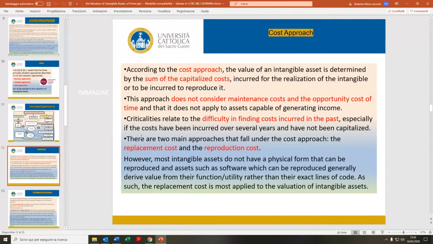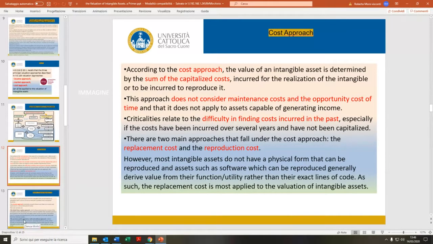And also we might use either a replacement or a reproduction cost, which is the cost of replacing the intangibles, which is the cost of reproducing the intangible from scratch. We might think, as an example, about software, which is the cost of reproducing this kind of combined codes with algorithms from scratch. How much time does it take? Which is the working force of IT people that I need to employ to reach this kind of software?